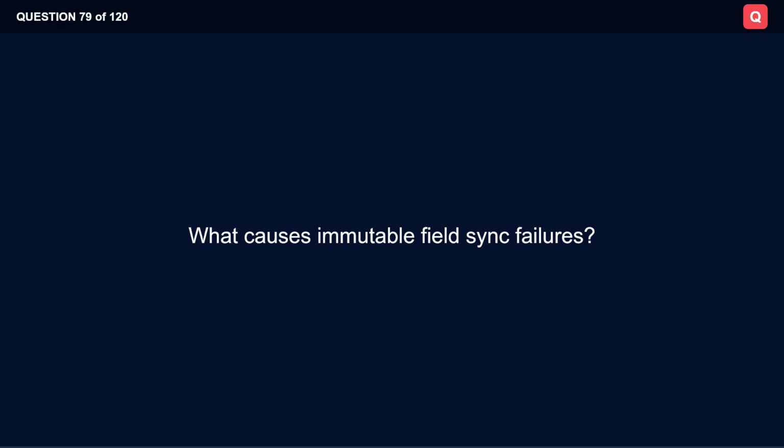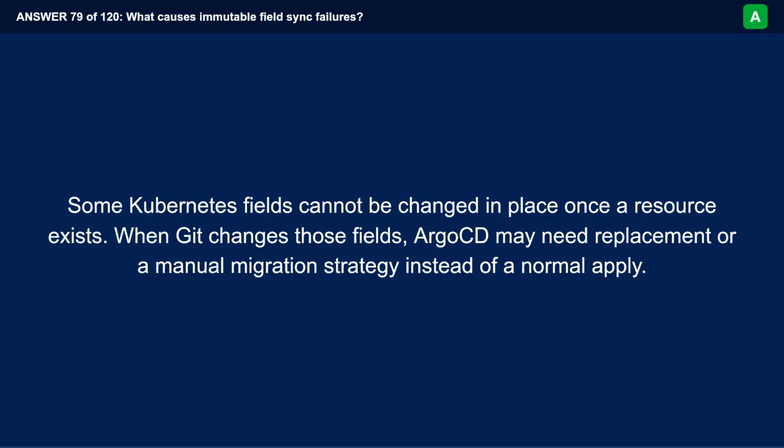What causes immutable field sync failures? Some Kubernetes fields cannot be changed in place once a resource exists. When Git changes those fields, ArgoCD may need replacement or a manual migration strategy instead of a normal apply.